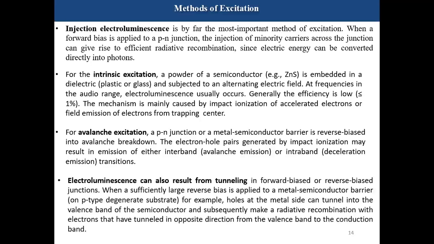Now, electroluminescence can also result from tunneling in forward bias or reverse bias junctions, when a sufficiently large reverse bias is applied to a metal semiconductor barrier on a p-type degenerate semiconductor. For example, holes at a metal site can tunnel into the valence band of the semiconductor and subsequently undergo radiative recombination with electrons that have tunneled in the opposite direction from the valence band to the conduction band.